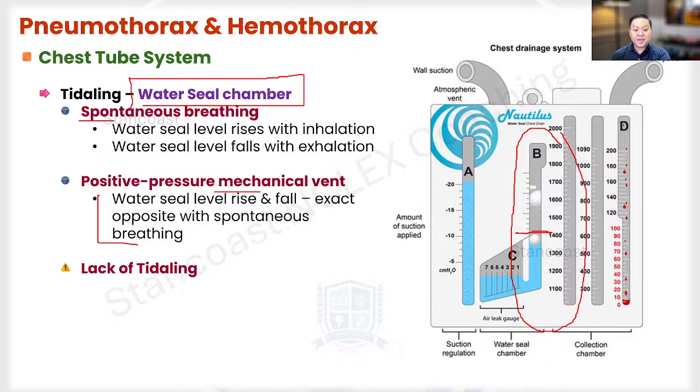Okay, during the acute phase, it could mean that there is an obstruction. Maybe there is going to be a clot in there, or there could be kinking of the tubing that's not allowing the drainage of the fluid or the blood, or let's say not allowing the drainage of the air coming from the patient's chest. All right. So that's one reason why there is a lack of tidaling or no tidaling at all.